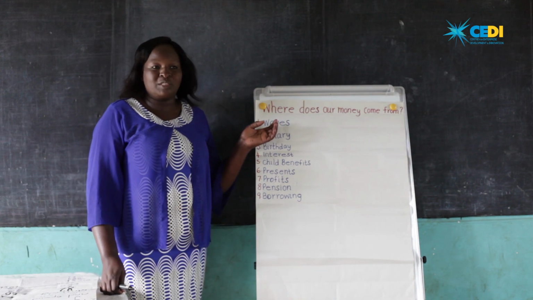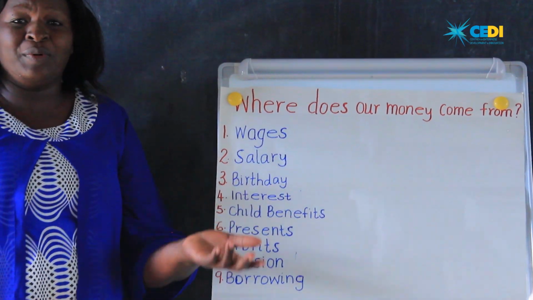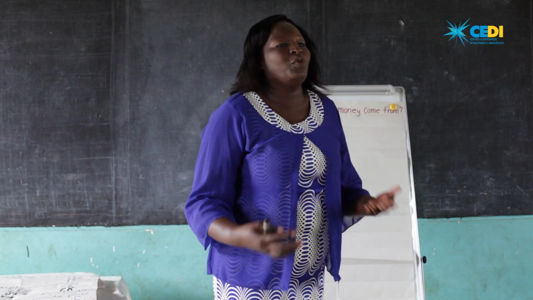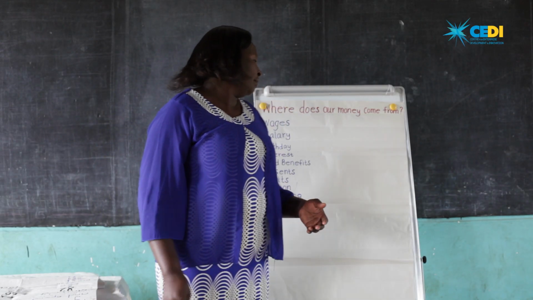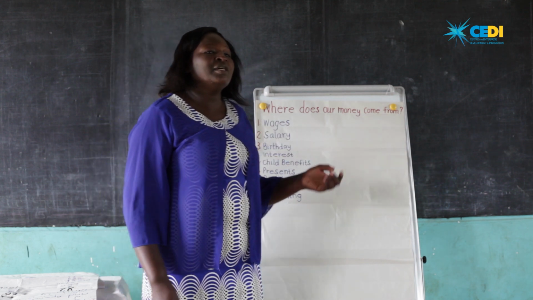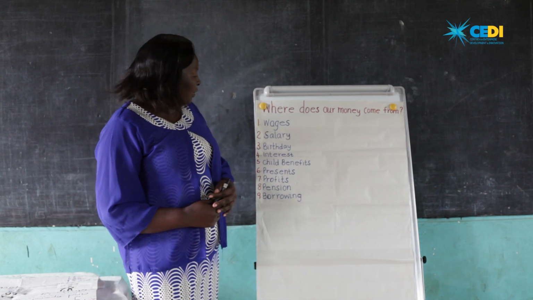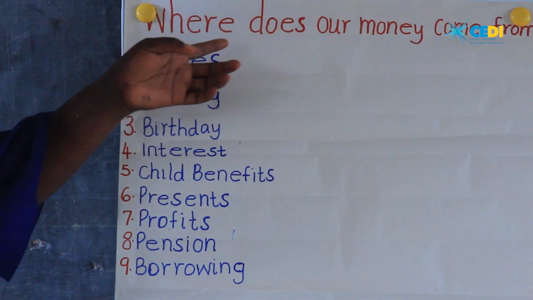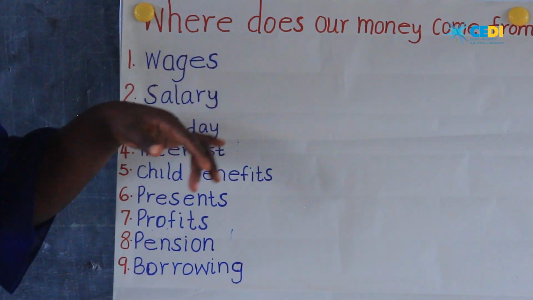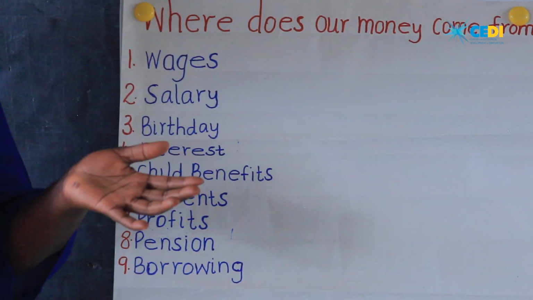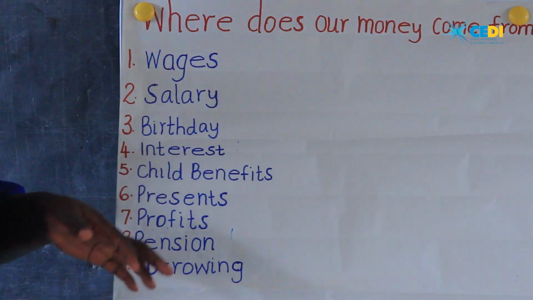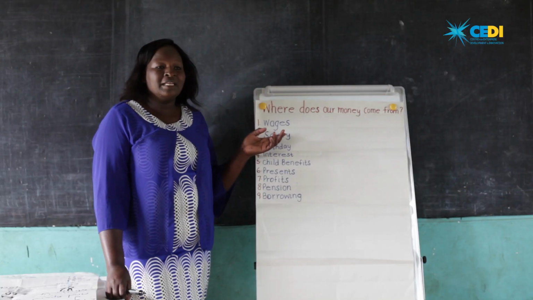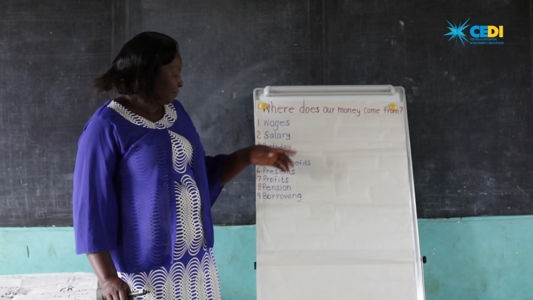Number one is wages. When do we get wages? Wages, you can get it daily. You work that day and you are paid. Wages, you can be paid weekly. Then we move to salary. Violet told us that her father gets money at the end of the month after having worked. What her father gets is called a salary. Salary can be got monthly.